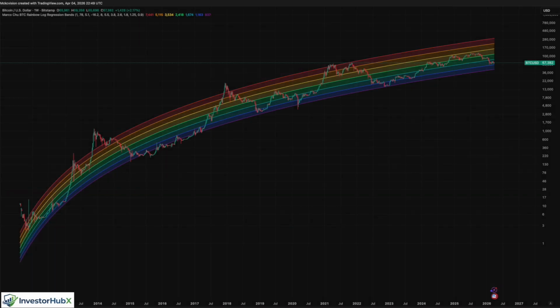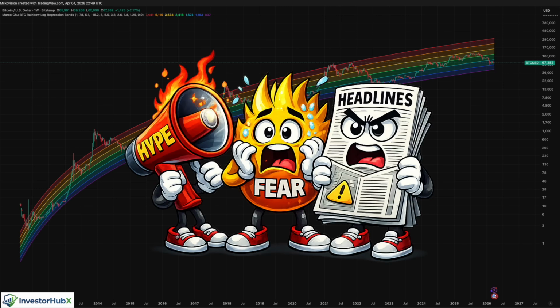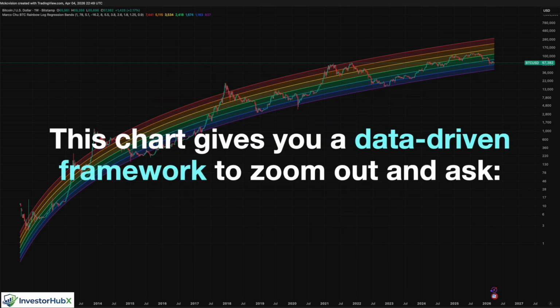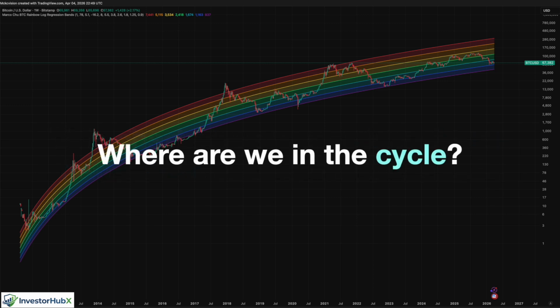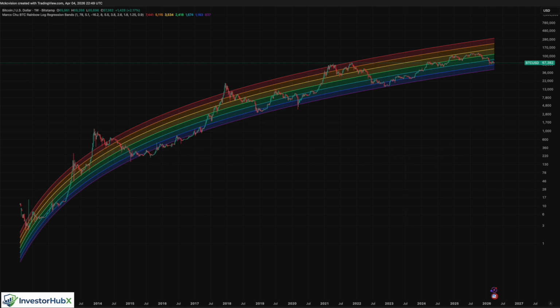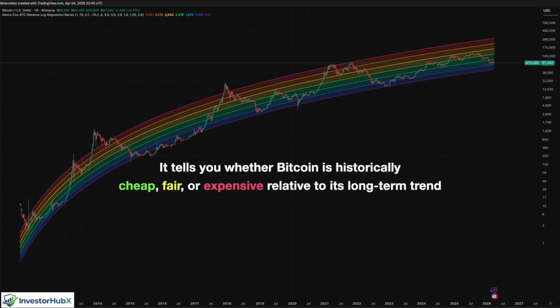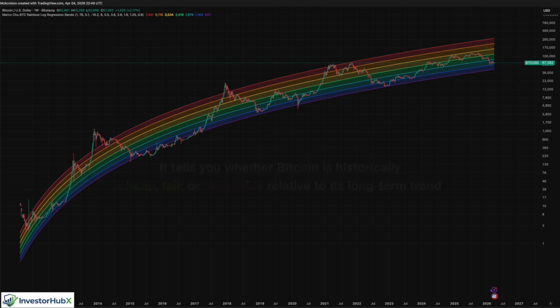So why should you care about this as an investor? Because most people buy Bitcoin based on feelings, hype, fear, headlines. This chart gives you a data-driven framework to zoom out and ask, where are we in the cycle? It doesn't predict the exact price. No tool does, but it tells you whether Bitcoin is historically cheap, fair, or expensive relative to its long-term trend.